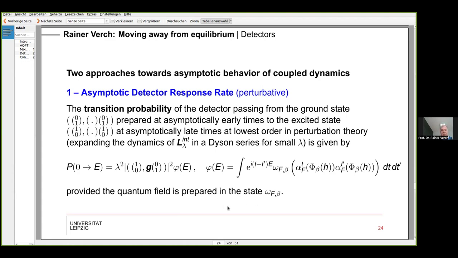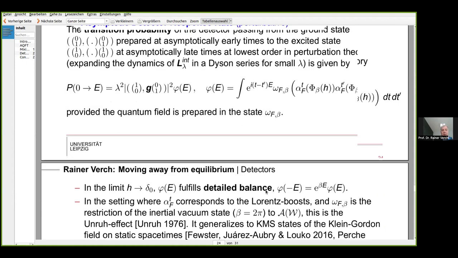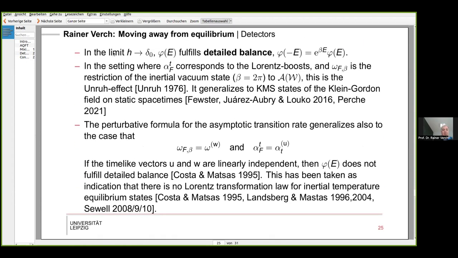Well, provided we have arranged this, that the quantum field is prepared in this state, then what one finds is that in the limit where H goes to delta, this function phi_E fulfills detailed balance. And detailed balance is, you recognize it, the KMS condition in its Fourier transformed representation. You can think of the detector energy difference E between the two levels being tunable, so that you can vary E and test this detailed balance by varying E.